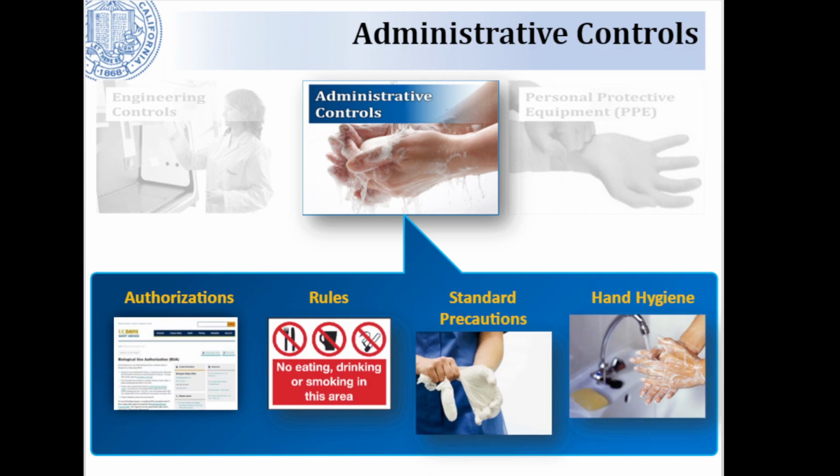Administrative and work practice controls are designed to reduce the likelihood of exposure by defining the manner in which tasks are performed. Some examples include obtaining authorizations or approvals before working with biohazardous materials, such as biological use authorization.